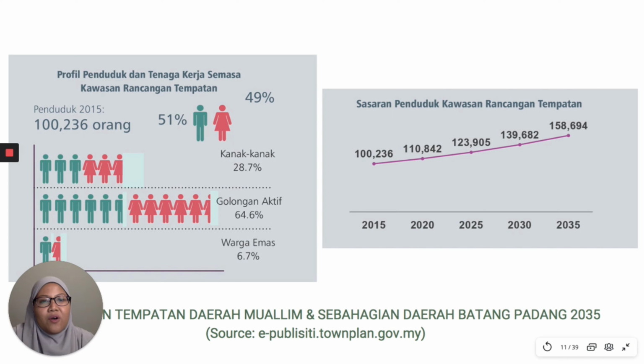And the graph on the right side shows the projected population in the area. So we can see that the local authority have projected an increase from the year 2015 towards 2035. So this would give a great impact on how Daerah Muallim would be planned in the next few years.